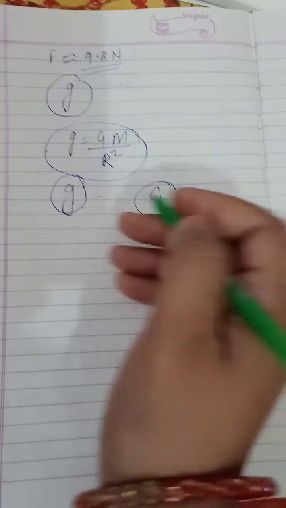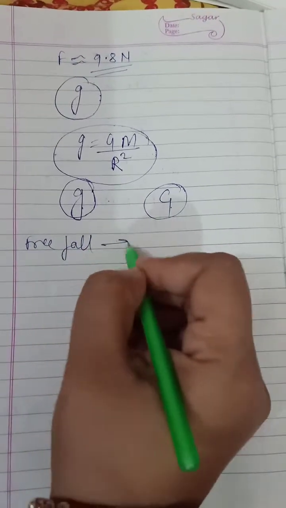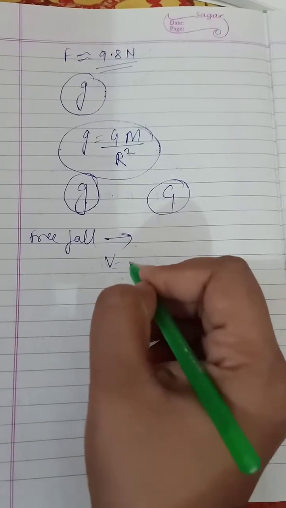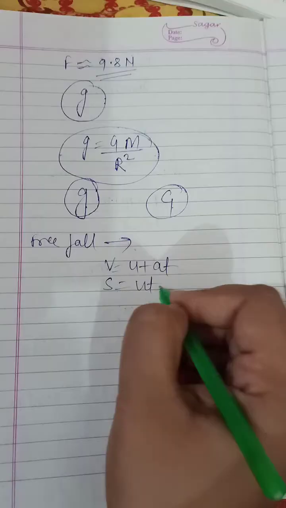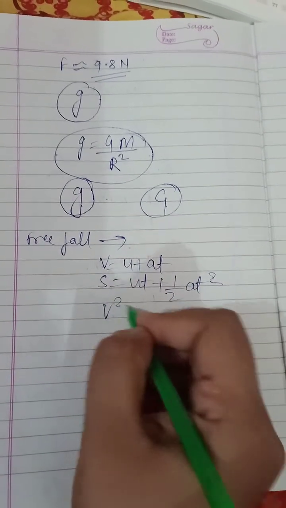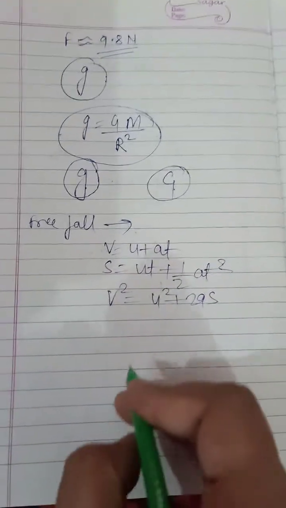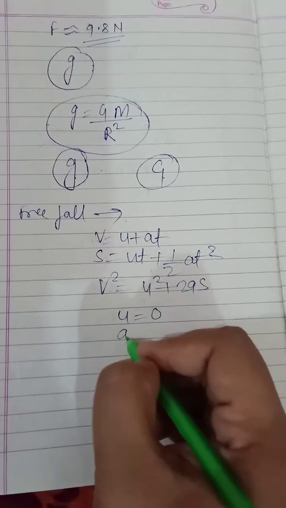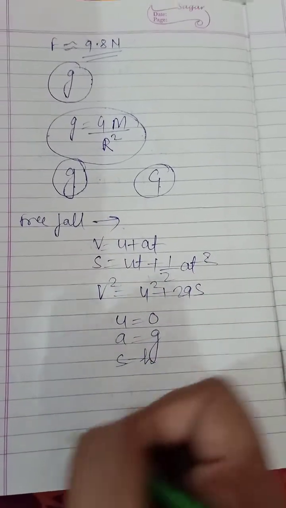Next topic we have free fall. As we have studied in our previous chapter, the three equations of motion: v is equal to u plus at, s is equal to ut plus half at square, and v square is equal to u square plus 2as. In case of free fall, the initial velocity becomes 0, acceleration becomes gravity, and the distance becomes height.